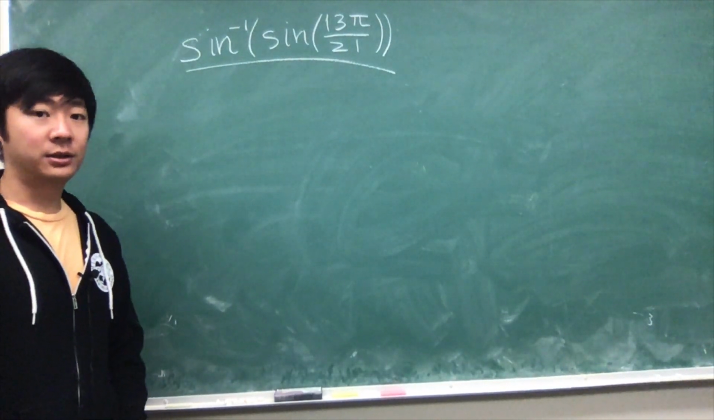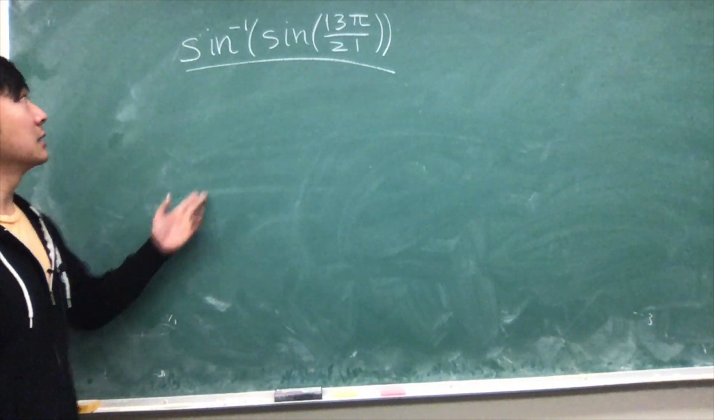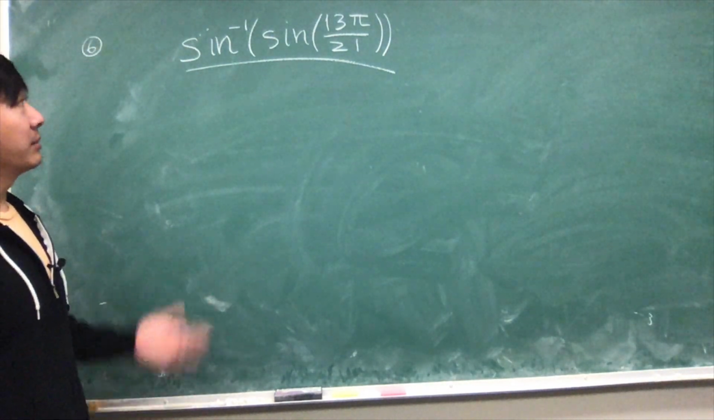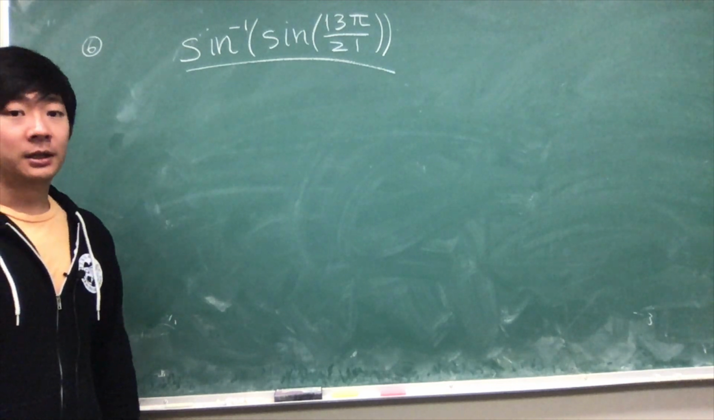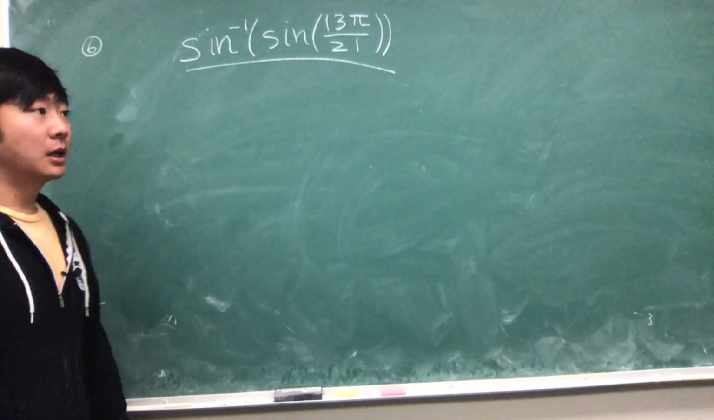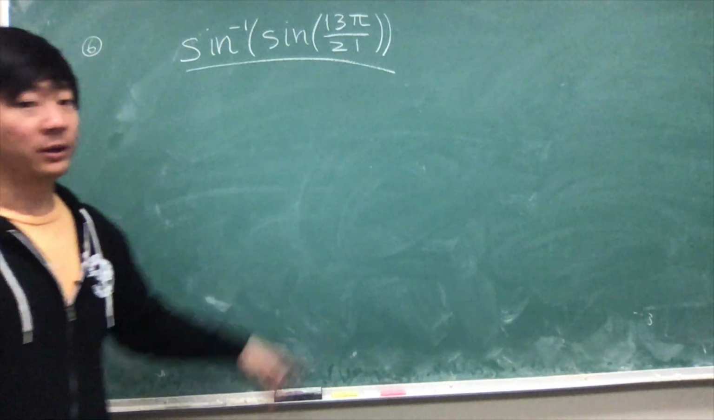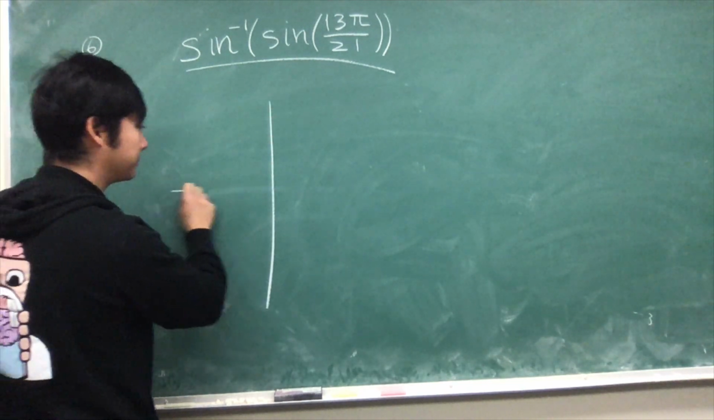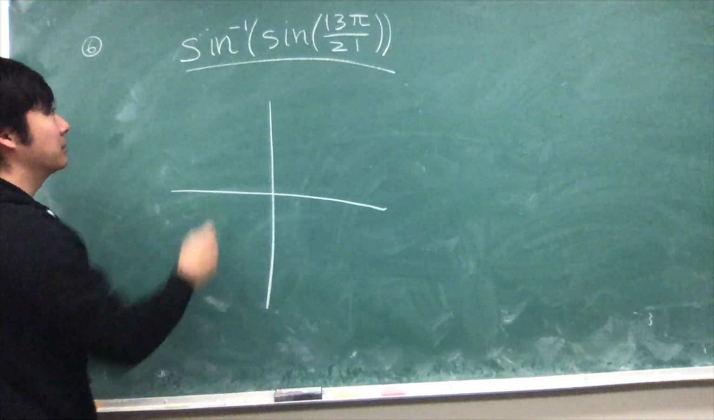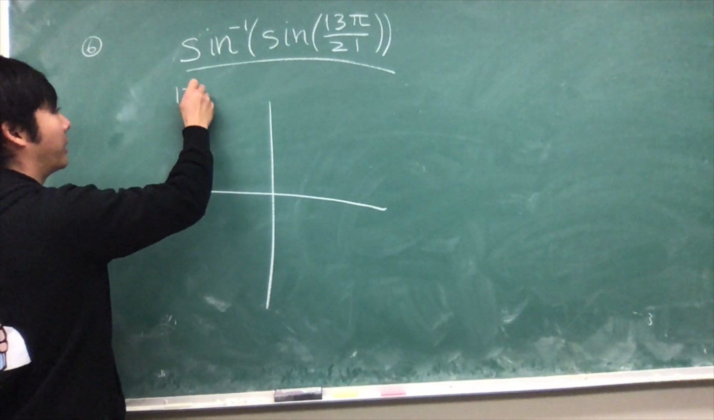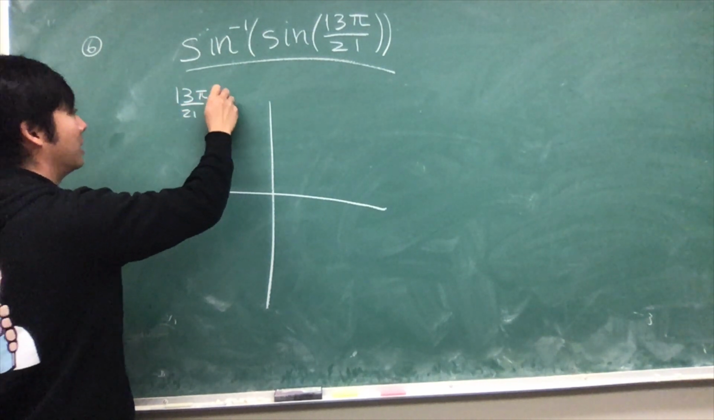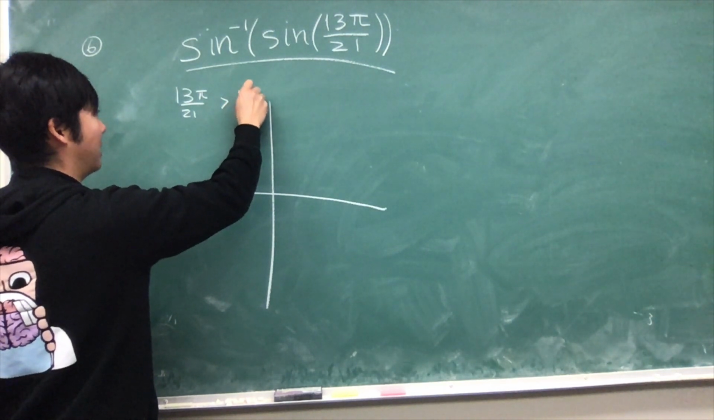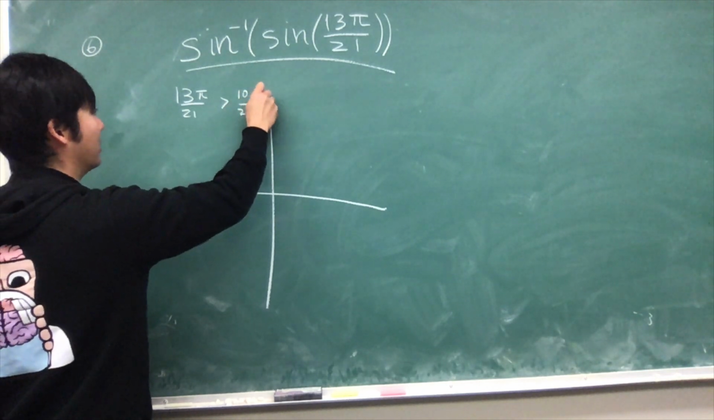So now let's try to answer this question. This is number 6 on homework 4, using my numbers; I think your numbers might be different. First we need to figure out if 13 pi over 21 is in the range of inverse sine. 13 pi over 21 is going to be bigger than pi over 2, which would be 10.5 over 21 pi.